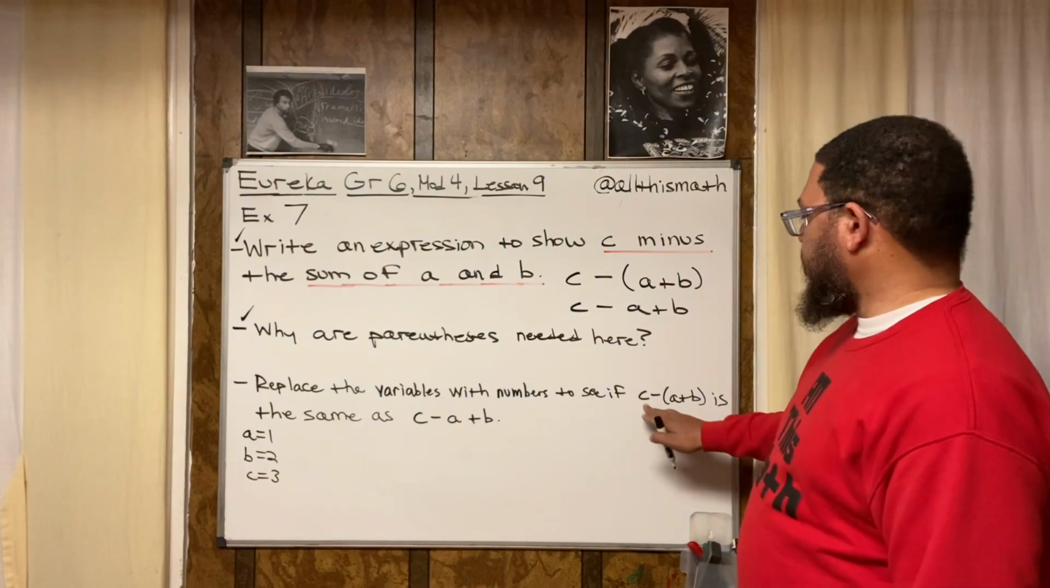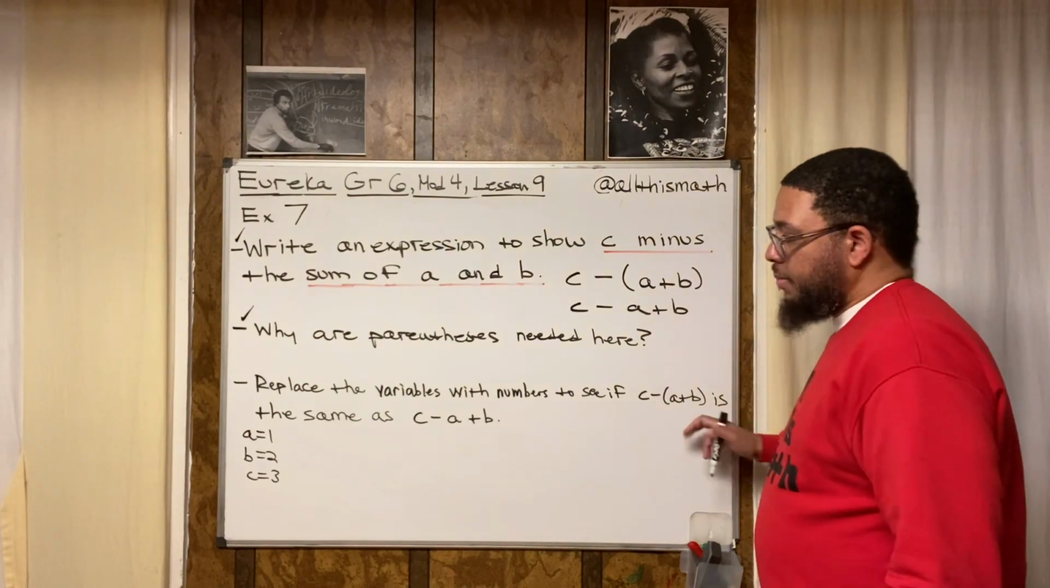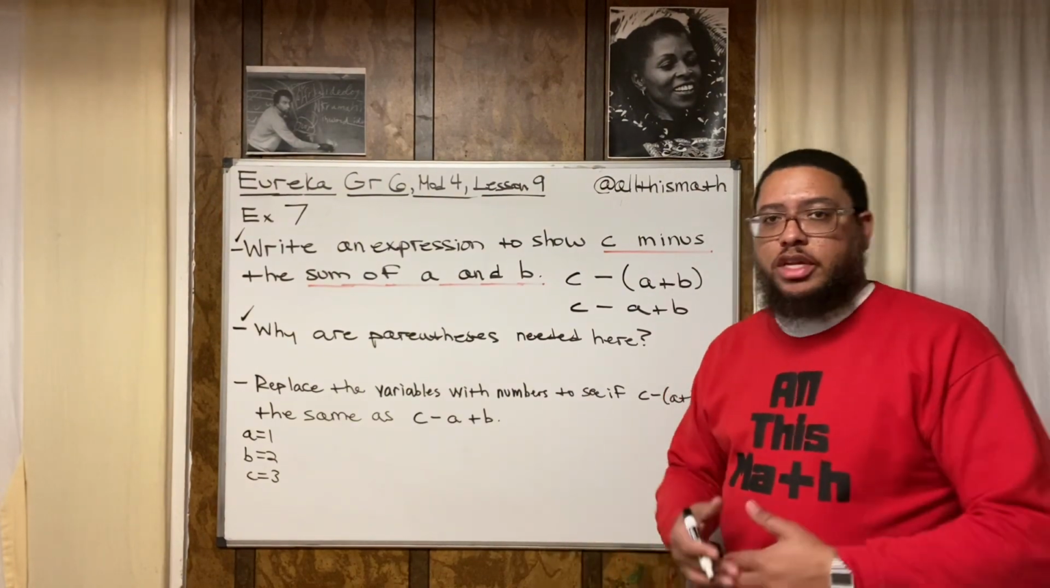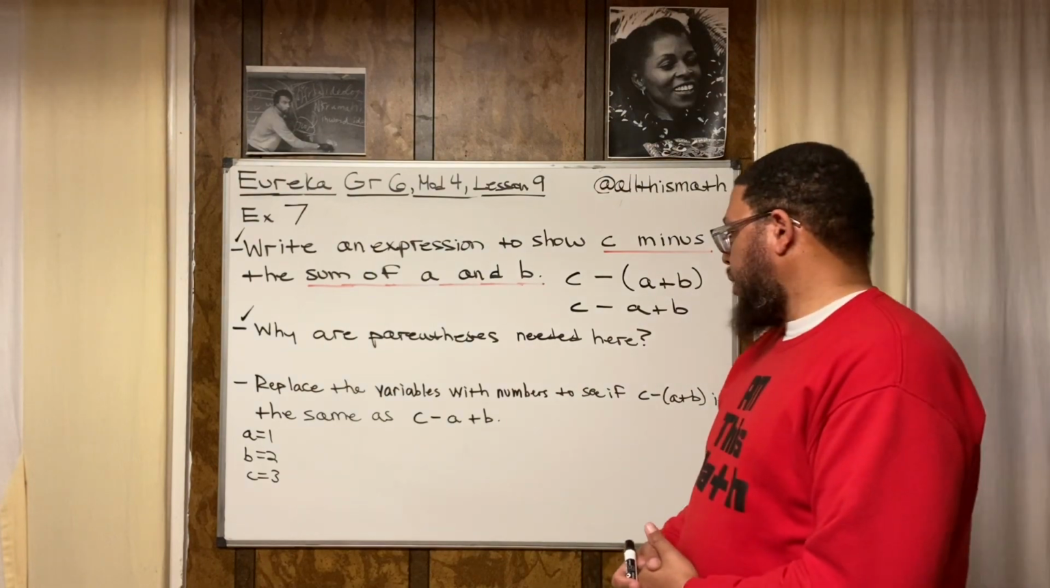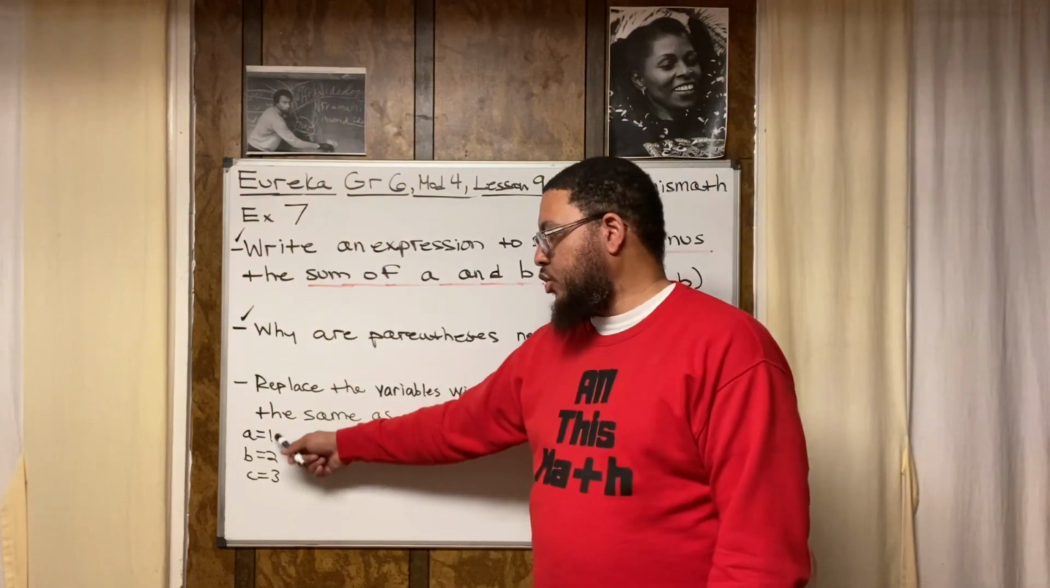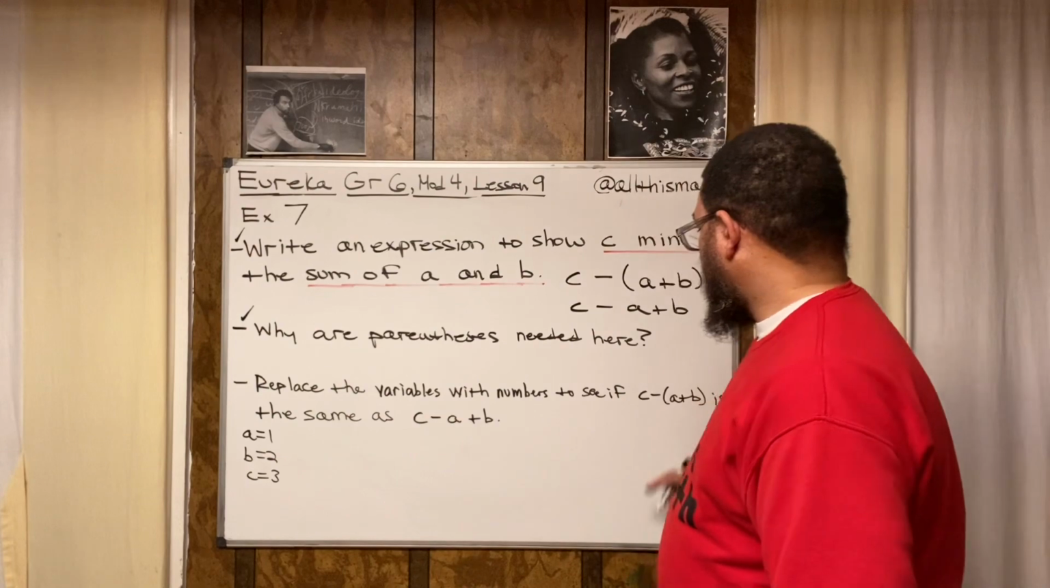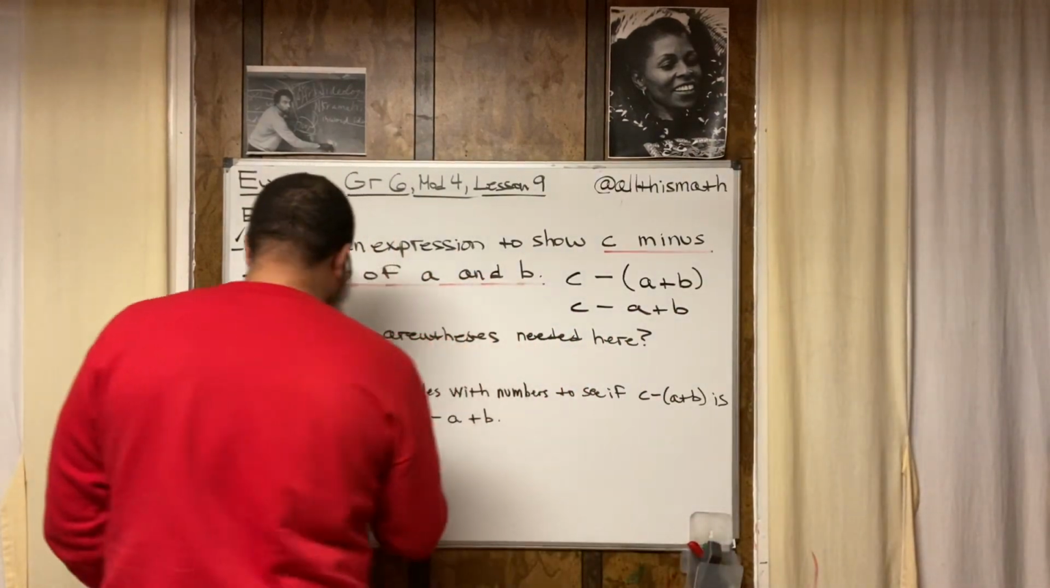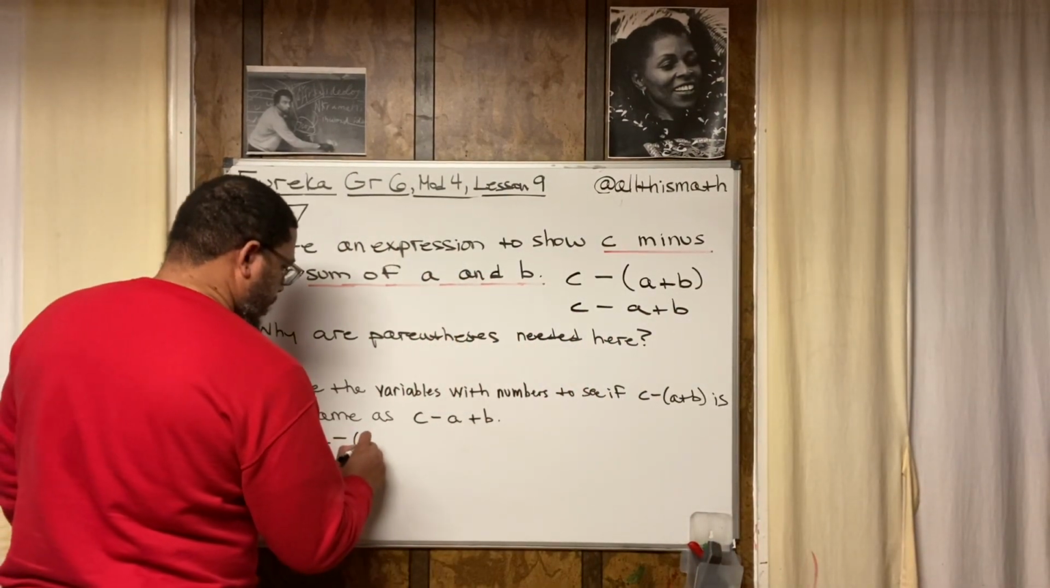So let's first do C minus the quantity A plus B. This is called evaluating an expression, when we replace letters with numbers. That's what we're about to do. So we're going to do C minus the quantity A plus B. That's going to look like this.